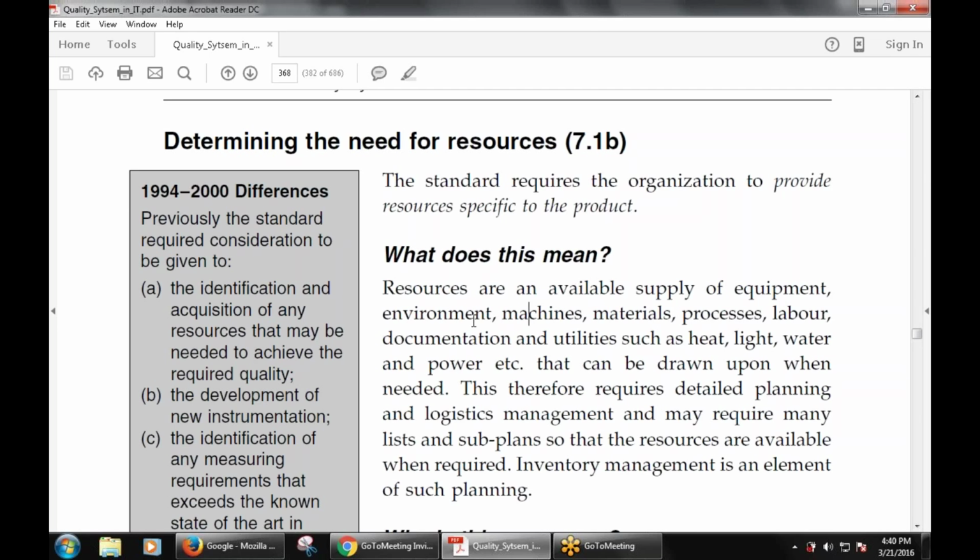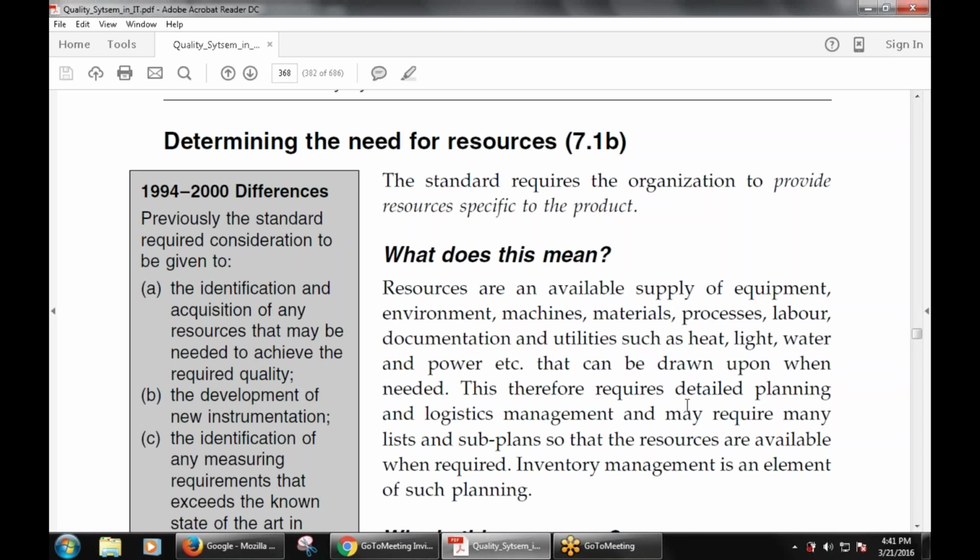So resources are an available source of input, available data input that is acquired, an available supply of equipment, environment, machine, material, process, labor, documentation, and utilities such as heat, light, water, and power, etc., that can be drawn upon when it is needed. So resources means the various tools that are required, the various needs that are required.